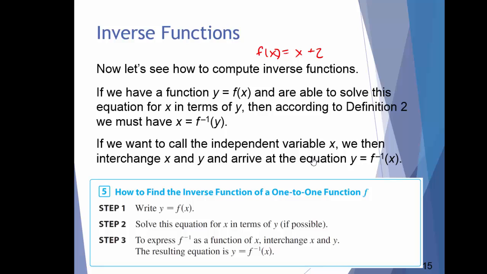So there's really two main steps in calculating an inverse function. You need to be able to solve for x in terms of y, and then you want to be able to treat x as the independent variable. So we'll switch x and y. So the steps are, you write y equals f of x, you solve the equation for x in terms of y, if that's possible, and then to actually express the inverse function as a function of x, you just switch your x and your y.